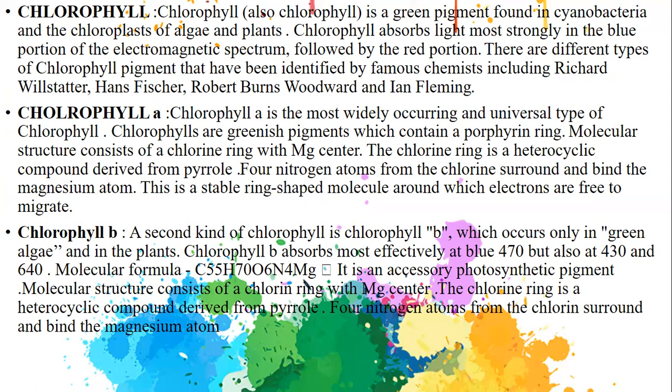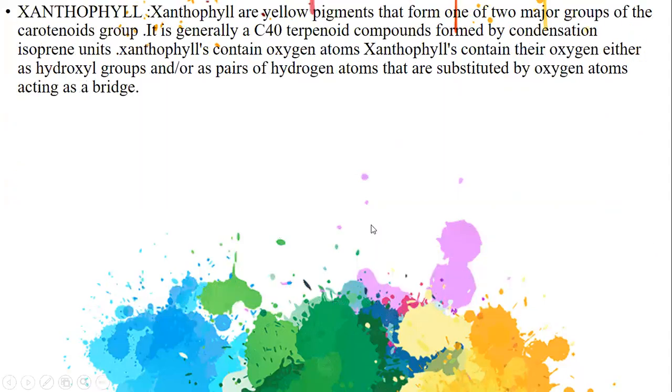Chlorophyll A is the most widely used, universal type of chlorophyll. It is a greenish pigment with an Mg atom in the center. It is heterocyclic, with 4 nitrogen atoms surrounding it, and it is a stable ring structure. Chlorophyll B is present in green algae. It absorbs light most effectively at 472, but also 430. It is a necessary photosynthetic pigment with a chlorin ring in the center and Mg. The chlorin ring is heterocyclic and 4 nitrogens are present around it.